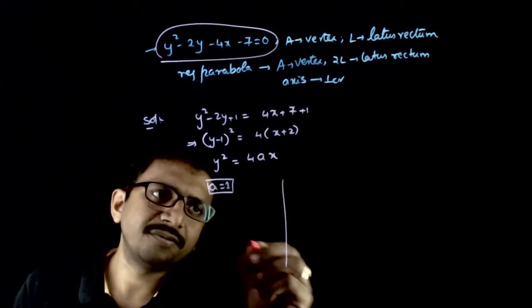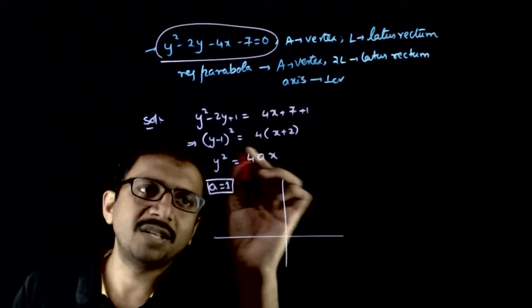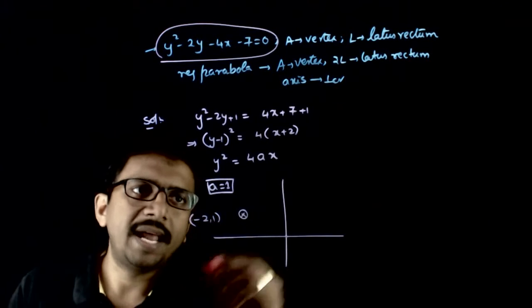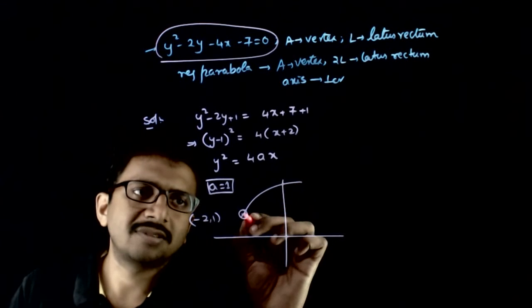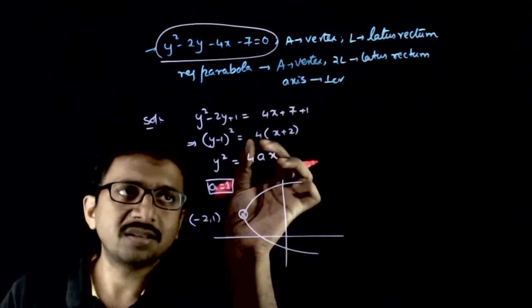If you draw the curve, it looks something like this. The vertex is (−2, 1), and the parabola looks like this. And the latus rectum of this parabola is 4 units.